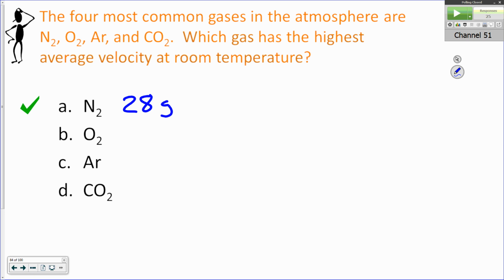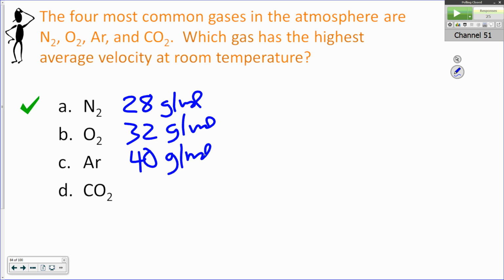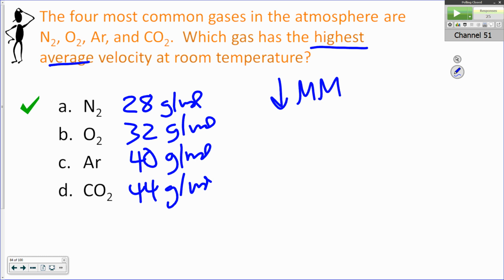Nitrogen weighs 28 grams per mole. Oxygen weighs 32. Argon's way up near 40. Yeah, and CO2 weighs 44 grams per mole. So the one that's going to have the highest average velocity is going to be the one with the lowest molar mass, and that guy is nitrogen. So that's why A is correct on that one.